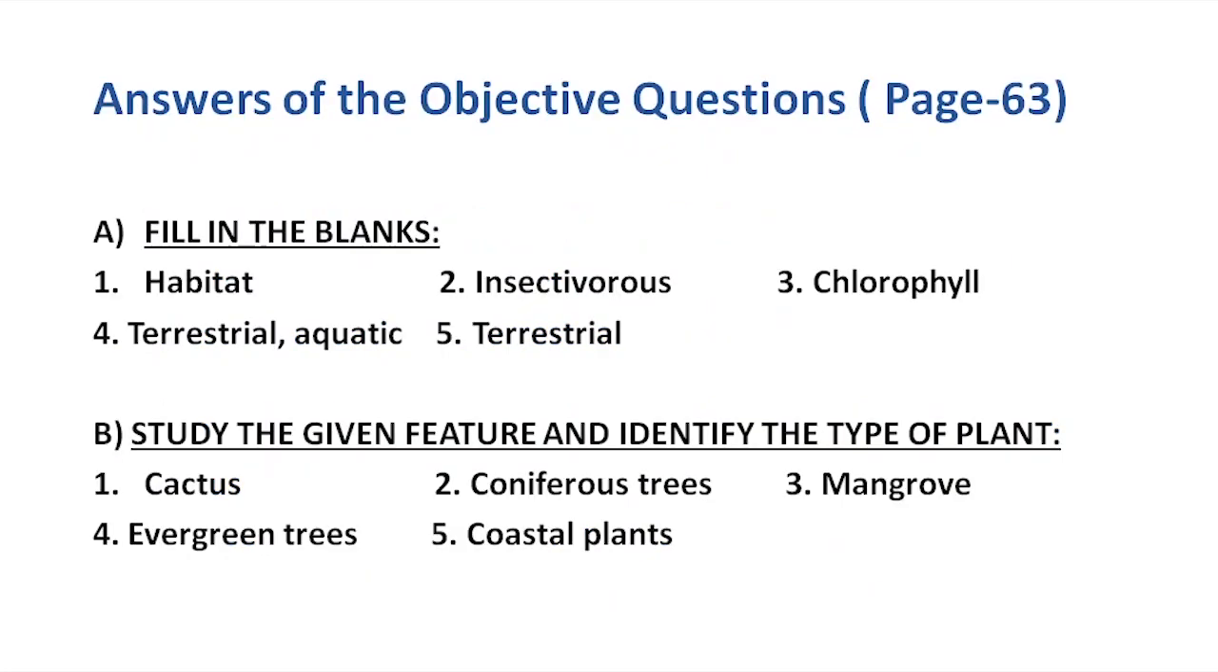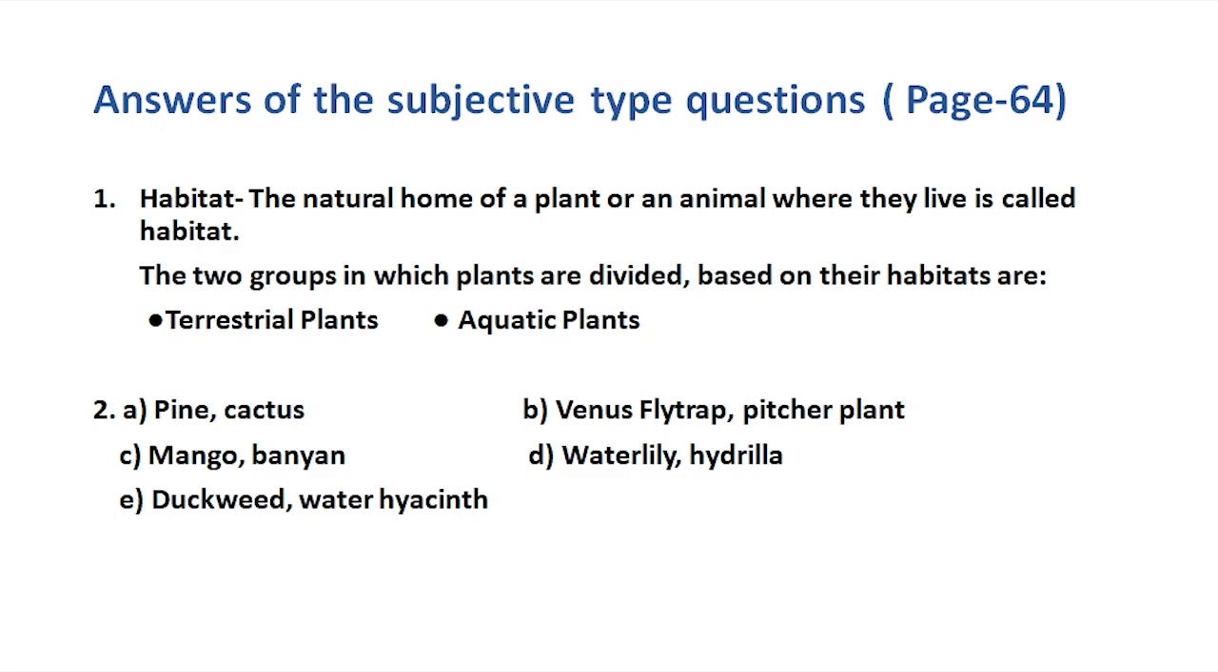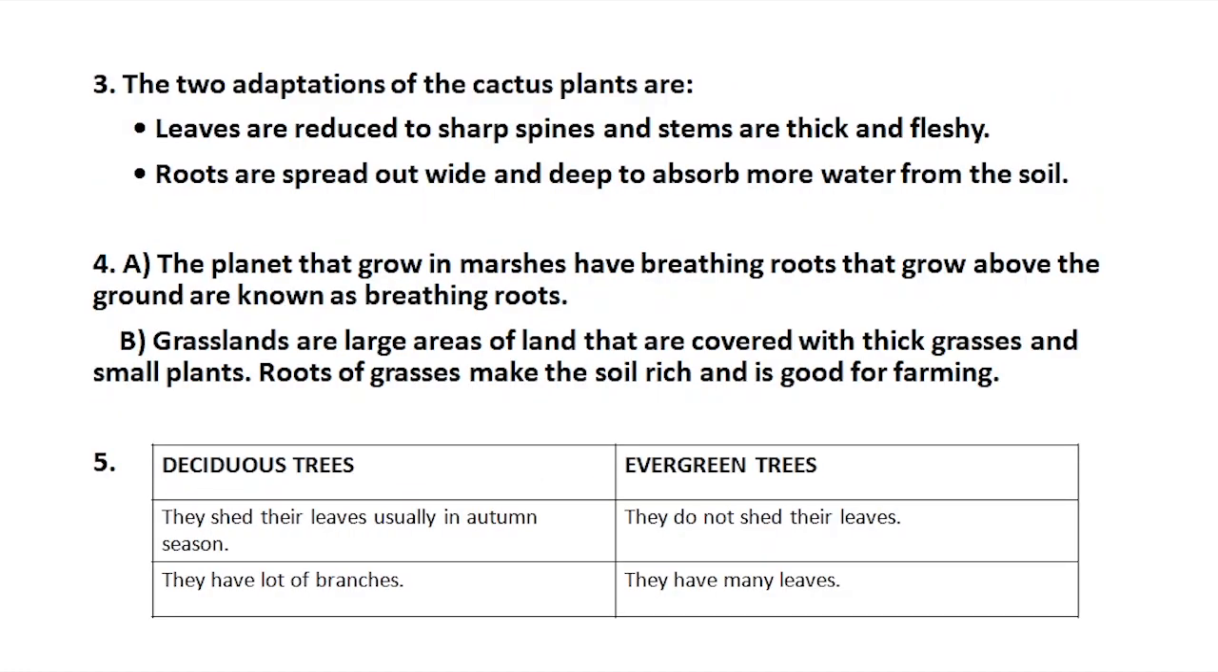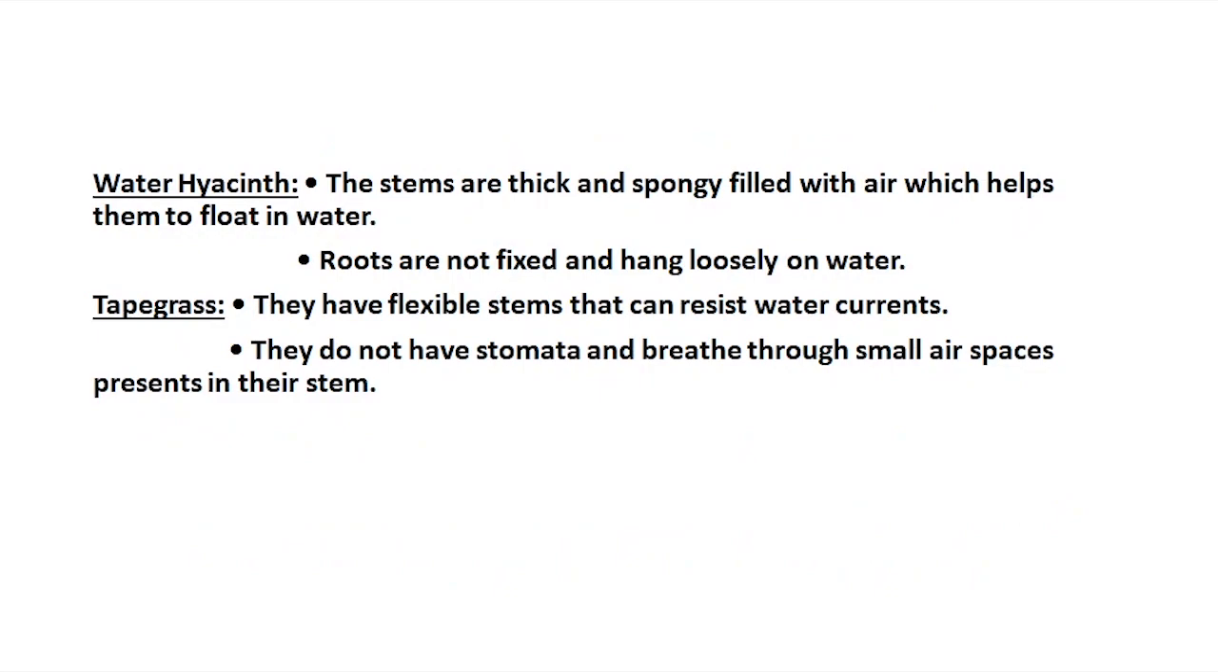The answers of the objective type are given on your page 63. You can see fill in the blanks, then study the given feature and identify the type of plant, then true and false, then give one word for the following. The answers of the subjective type questions are given on page number 64 as follows. You have to copy them in your notebook in neat handwriting, and for the differences, draw the boxes with your pencils and write the answers.